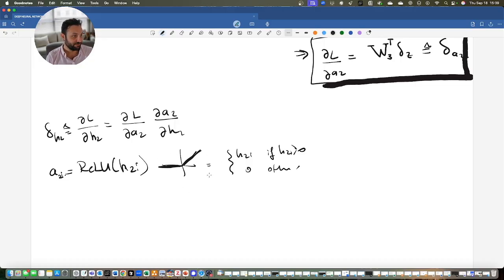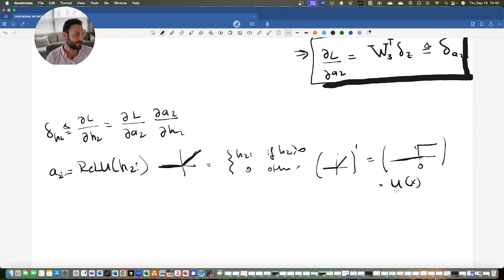So the derivative of ReLU should be something like this. If we call this ReLU, right? So the derivative of this has to be something like this, right? Before 0, it's all 0. After 0, it's constant, it's 1. So I'm going to call this a unit step function.